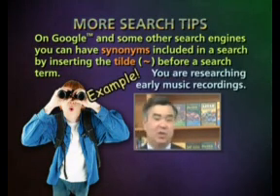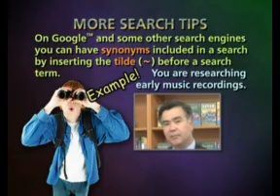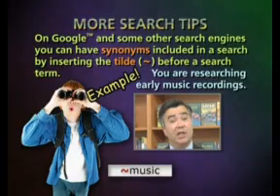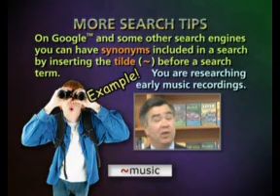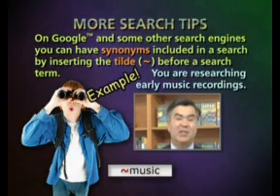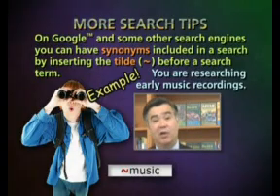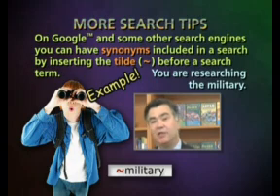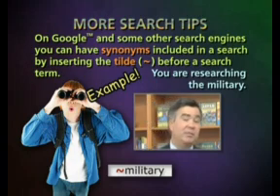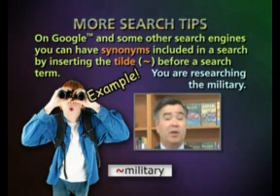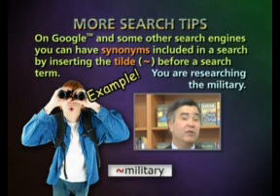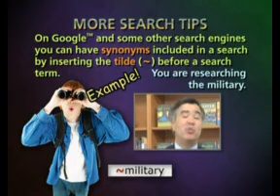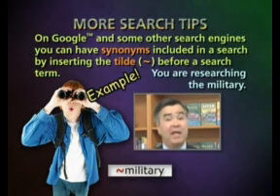Suppose, for example, you were researching early music recordings. If you launched a search that used a tilde in front of the search term music, you would get web pages that include the word music, but also web pages that include words like sound and audio. If you launch a search using the word military, but put a tilde in front of the word military to include synonyms, you would get web pages that refer to the Army, the Navy, and warfare, all of which Google's search engine regards as being, in some sense, synonymous with the military, and that may or may not be helpful.